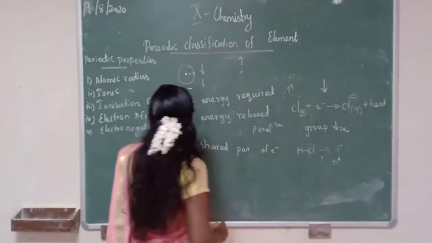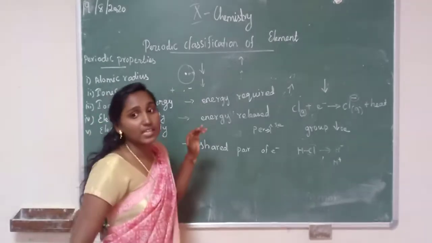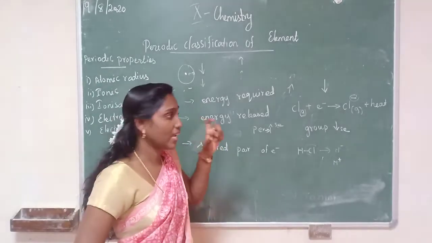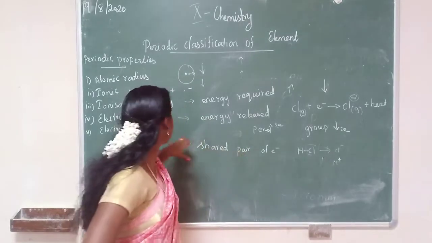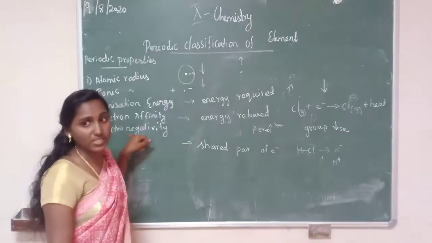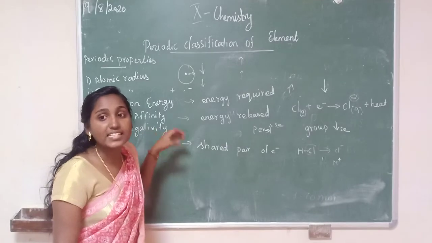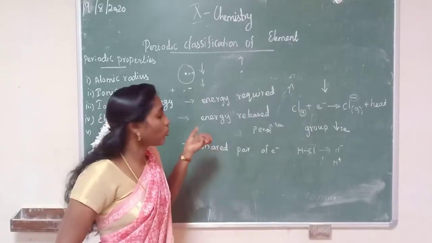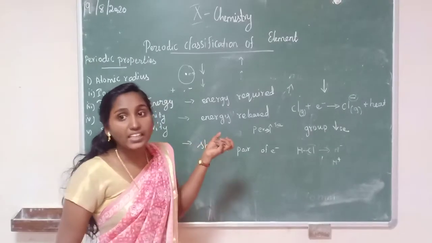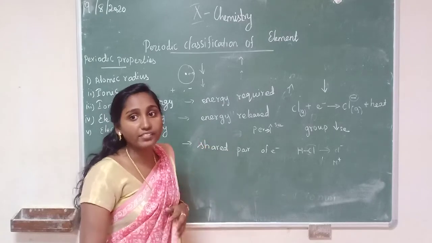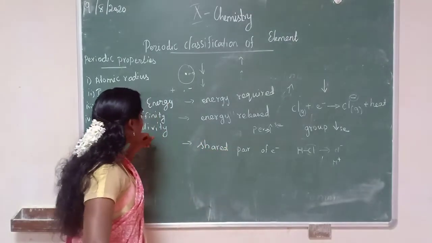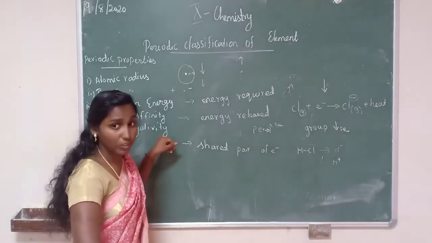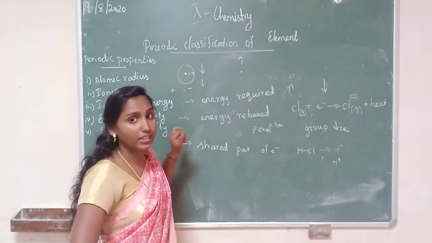For electronegativity, there is a scale called the Pauling scale. This Pauling scale is used to determine the electronegativity. Each atom has an electronegativity value, which is given in your book. Please check it.